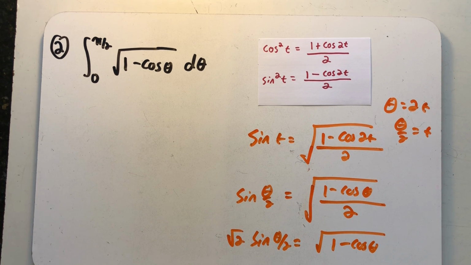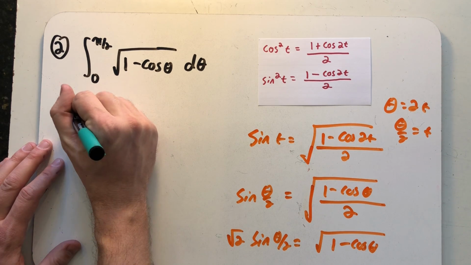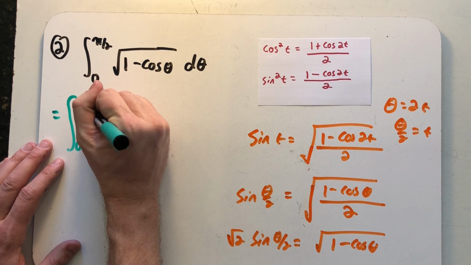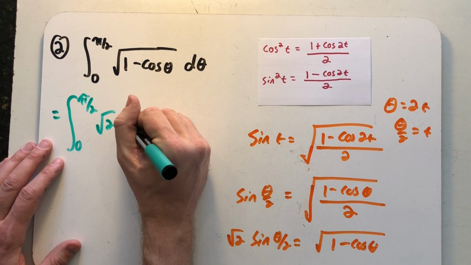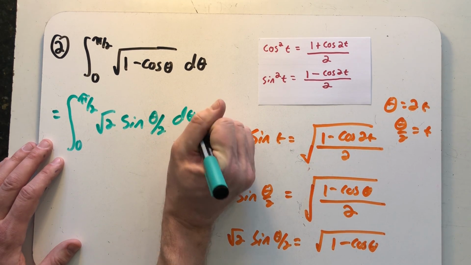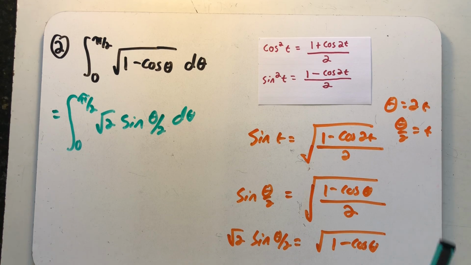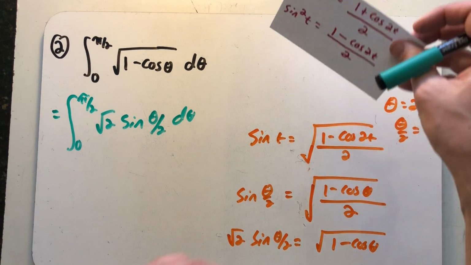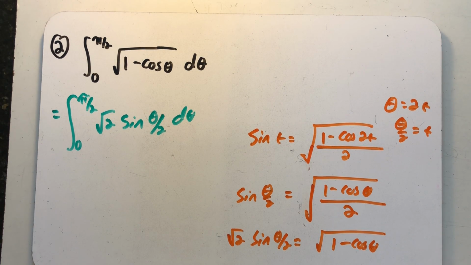So that integrand, the square root of 1 minus cosine theta, is equal to the square root of 2 times sine of theta over 2, d theta. And if I happen to just have the half angle formula memorized, I could just use it instead. But I thought I'd start with that identity just for fun.